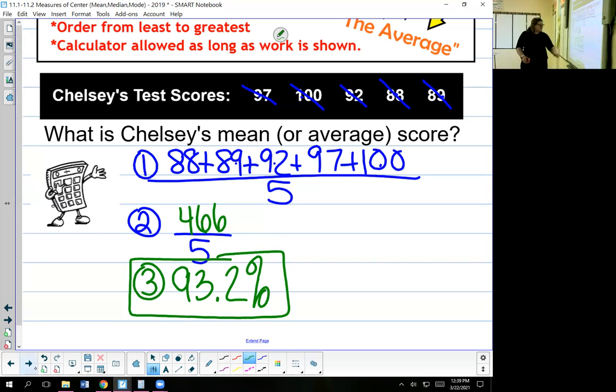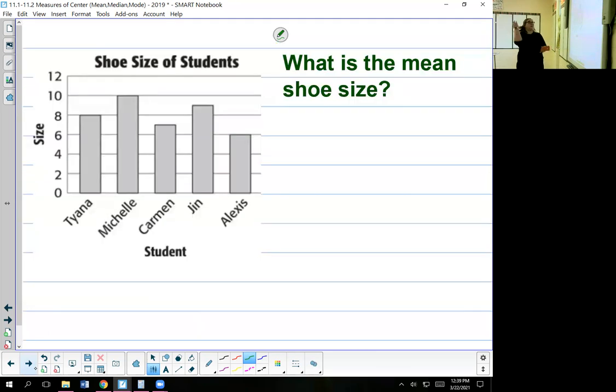Okay, let's go ahead and look at another one. This time, let's look at a bar graph. Let's pull data from a bar graph and figure out what the average shoe size is, or the mean. One of the things I always have kids do is pay attention to where these are located. So Tanya has 8, Michelle's at 10. They're in between, so that's at 7. They're in between, that's at 9, and they're on the line, which is 6. Again, when we find the mean, I want you to put these in order from least to greatest and show me your work.